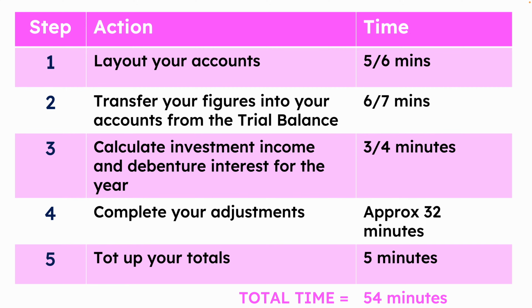Step 2, transferring your figures into the accounts from the trial balance. Step 3, calculate investment income and debenture interest for the year. Step 4, complete your adjustments. And step 5, tot up your totals.